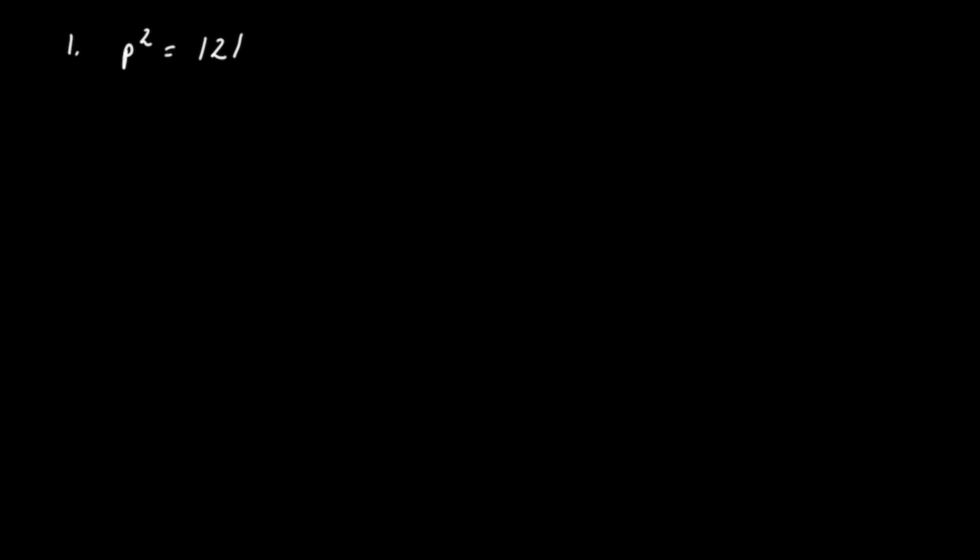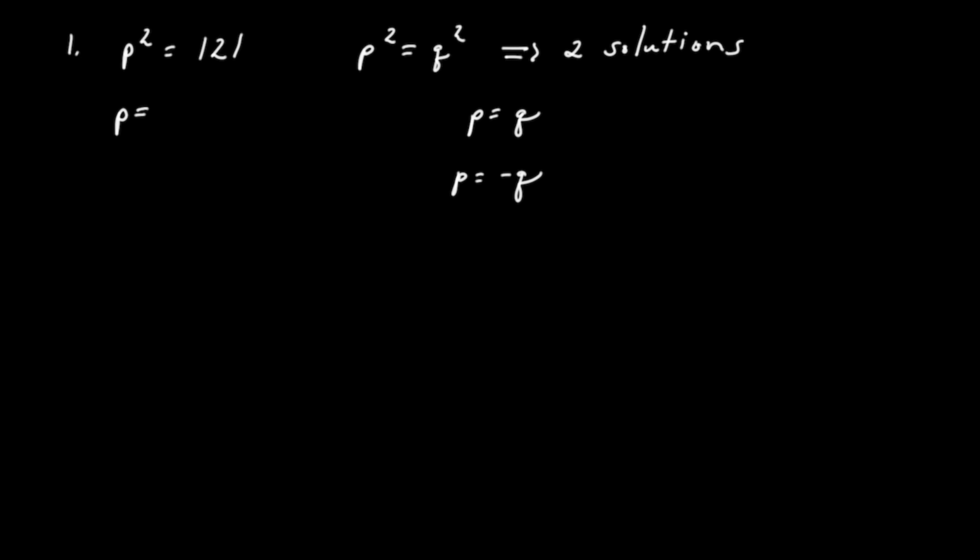Okay, so let's try an example. If we have p squared equals 121, and we know that our theorem states that if p squared equals q squared, and we're assuming these are real numbers, then there are two solutions where p equals q and p equals negative q. So we have two different answers that can be plus and minus. Since we know the perfect square of 121 is 11, we're able to quickly answer that one. Plus or minus 11 is the answer.